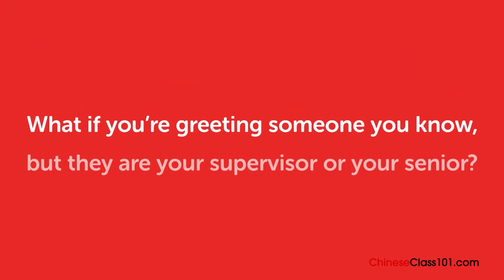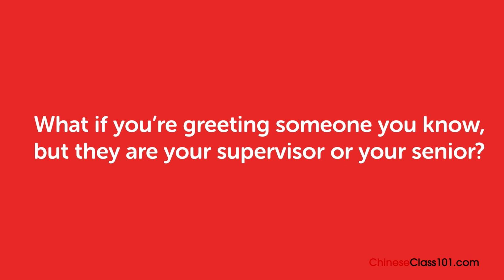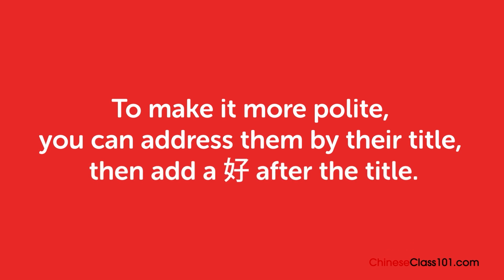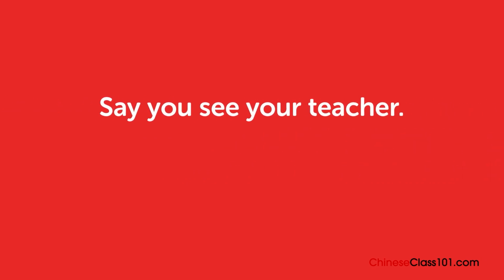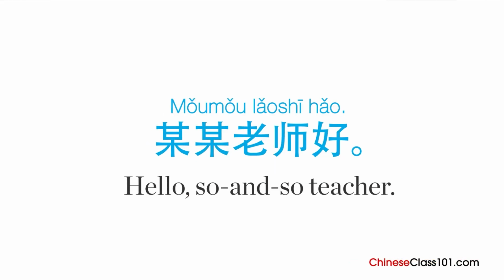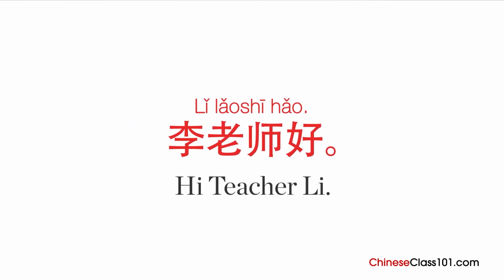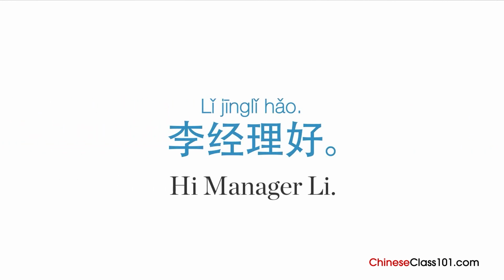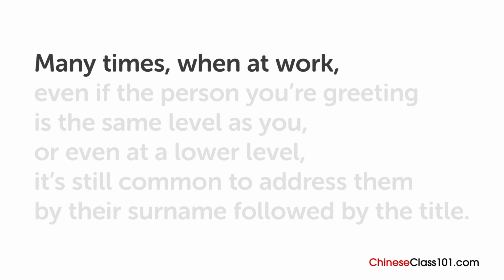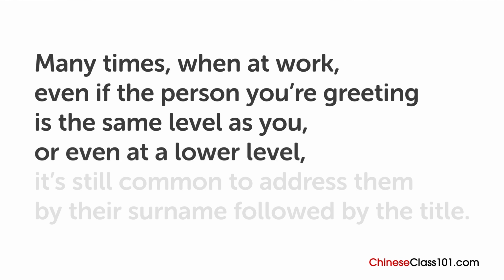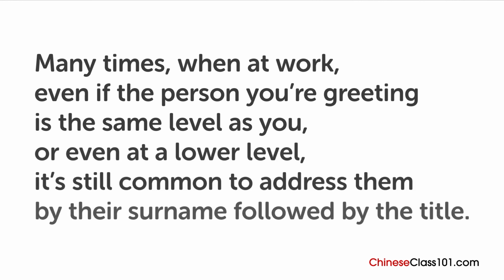What if you're greeting someone you know, but they're your supervisor or your senior? To make it more polite, you can address them by their title, then add a 好 after the title. Say you see your teacher, it's considered polite to greet them by saying 某某老师好. If the teacher's name is Li, you'll say 李老师好. If you see your manager Li, you can say 李经理好. Many times when at work, even if the person you're greeting is the same level as you, or even at a lower level, it's still common to address them by their surname followed by the title.